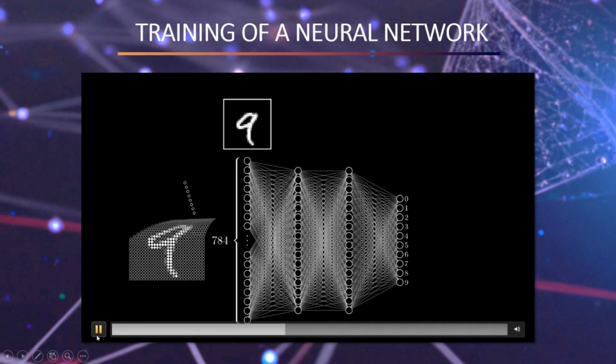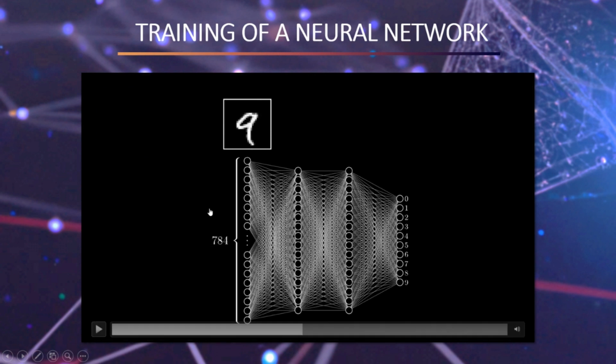So basically, while training, when we input an image into the neural network, we expect it to find patterns in this image, decode these patterns, and predict the digit in this image.